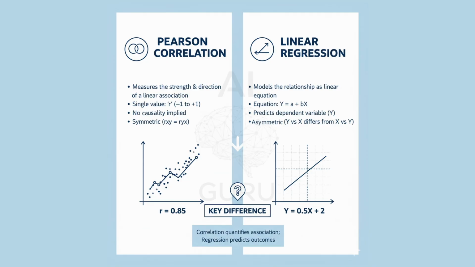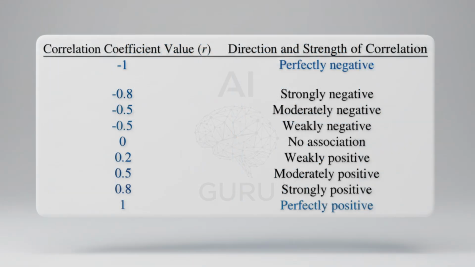R is great. It's so neat. It goes from -1 to +1. +1 means perfect positive link, one goes up, the other goes up. -1, perfect inverse link, one goes up, the other goes down. And 0, no straight line relationship at all.